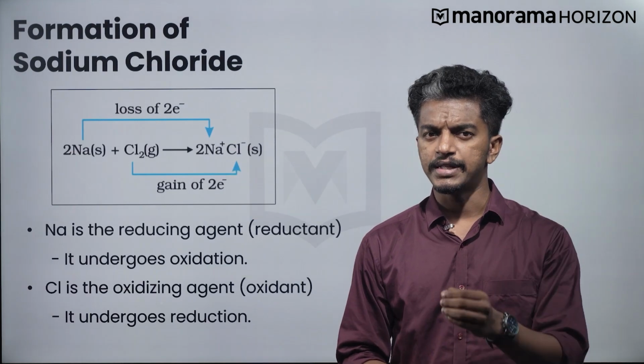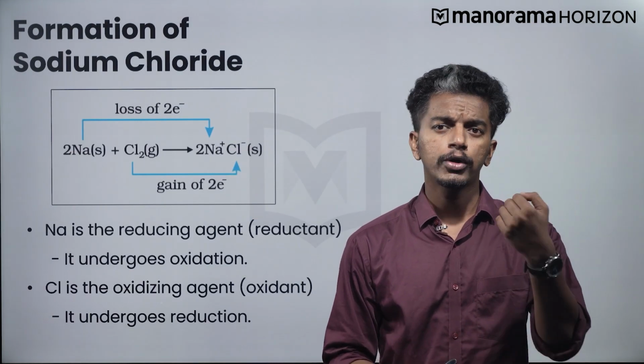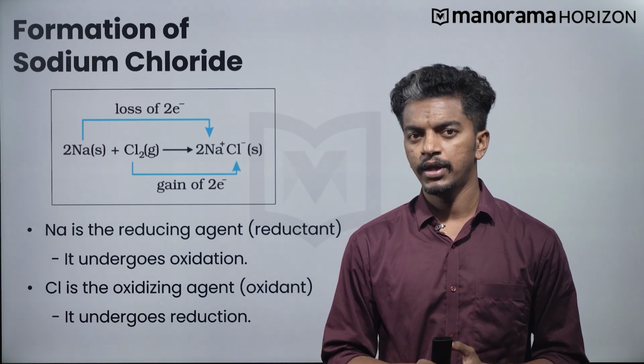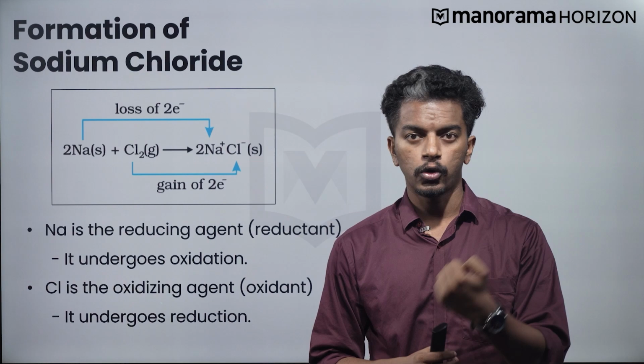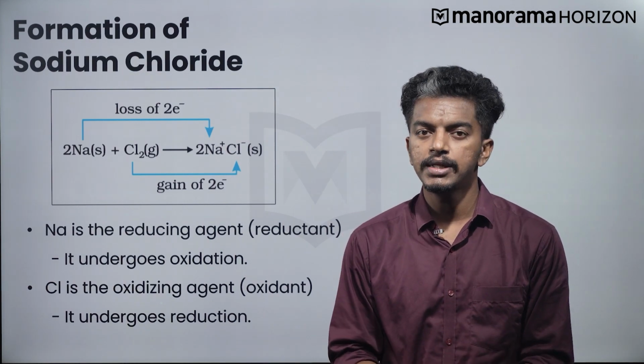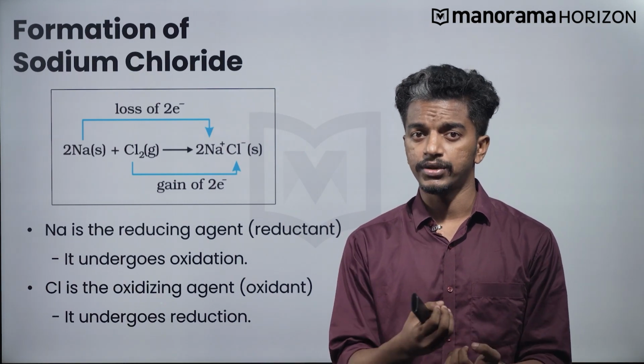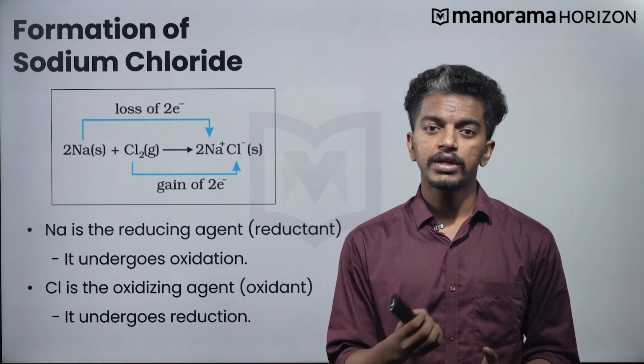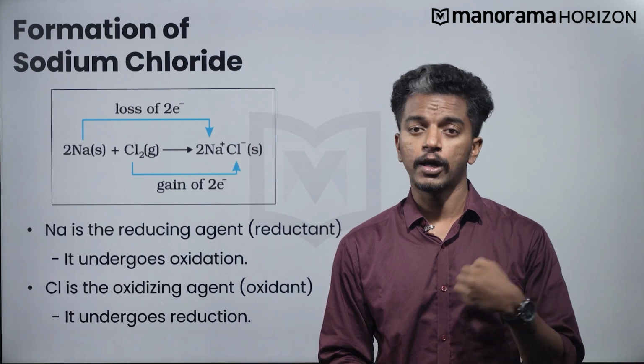Here, the species which loses electrons or undergoes oxidation is called a reducing agent or a reductant. Here it is sodium, as it reduces chlorine. And the species which gains an electron or undergoes reduction is called an oxidizing agent or simply oxidant. Here chlorine is oxidizing sodium by gaining an electron.